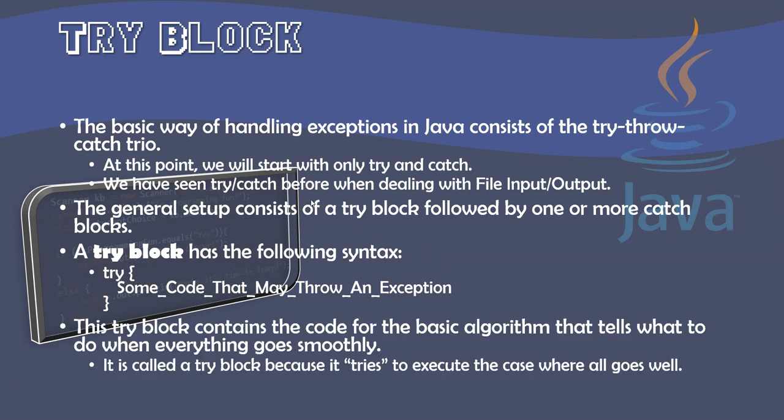This try block contains the code for the basic algorithm that tells the program what to do when everything's going smoothly. It's called the try block because it's going to try or attempt to execute the case when everything is going well.